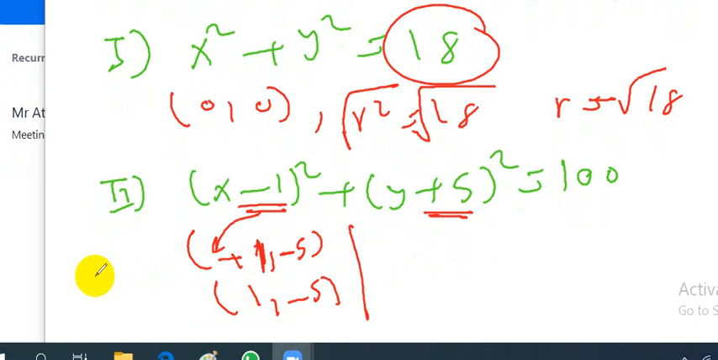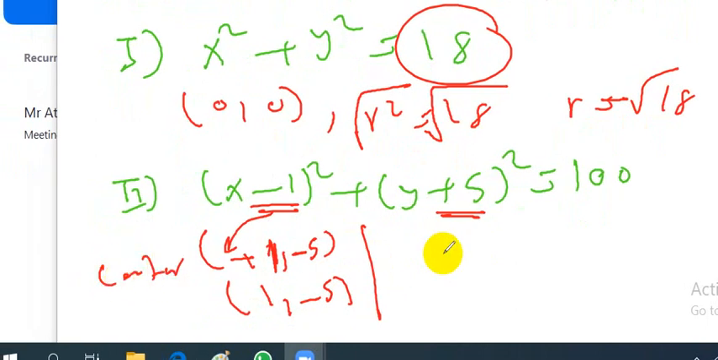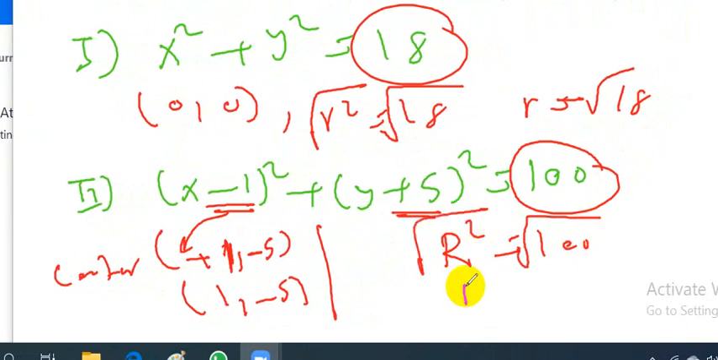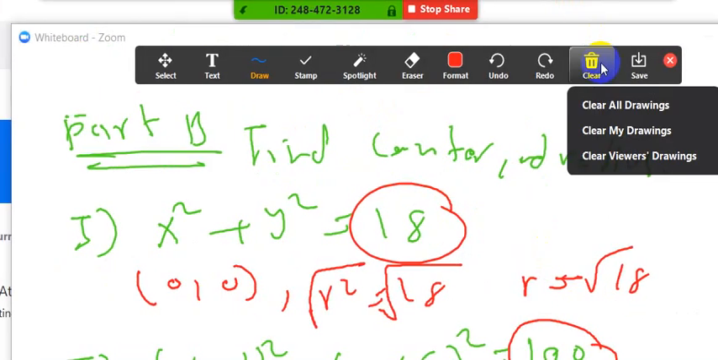Now we have the center. How to get the radius? This is r squared. So radius squared equals 100, take the root of both sides, so r equals 10. This is part 2, how to get the center and radius from the circle equation.